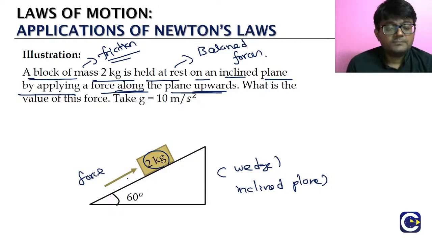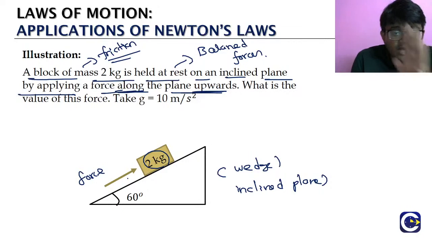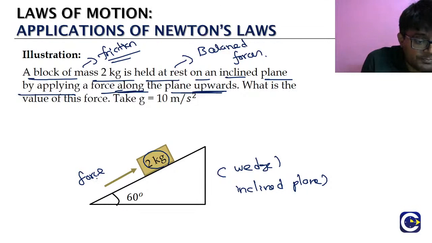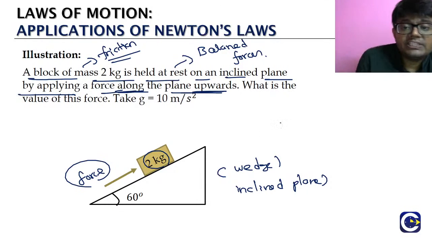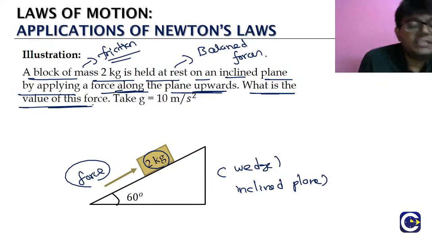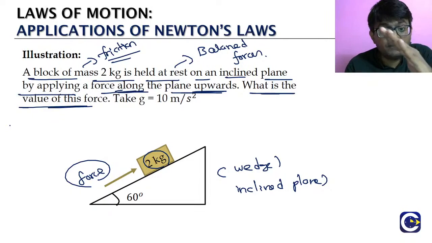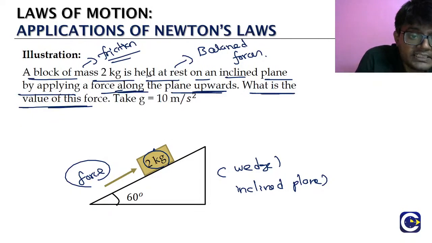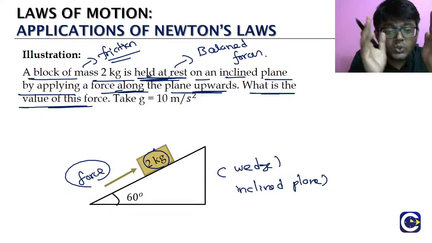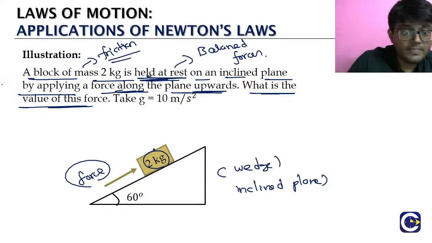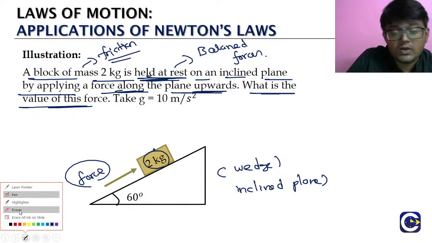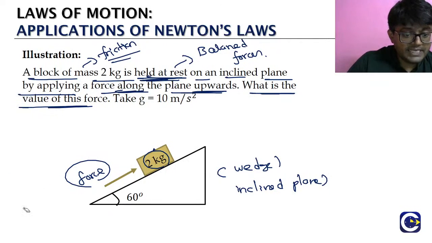So to stop the block from coming down, you are applying a force along the plane upwards. The question is, what is the value of this force? How much force should you apply along the plane upwards so that you are able to hold the 2 kg block at rest? This is an interesting question, and it is what we call a block on the inclined plane. It's a very popular one.